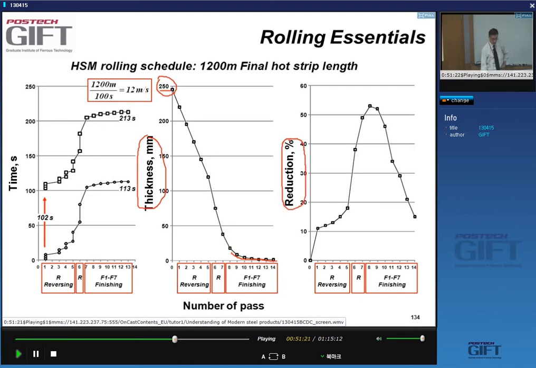This is the actual thickness, right? But if you look at the reduction in percent, the decrease in thickness relative to the previous one, you actually get another picture. You actually see that the reduction is much larger in this situation at the start of the finisher.